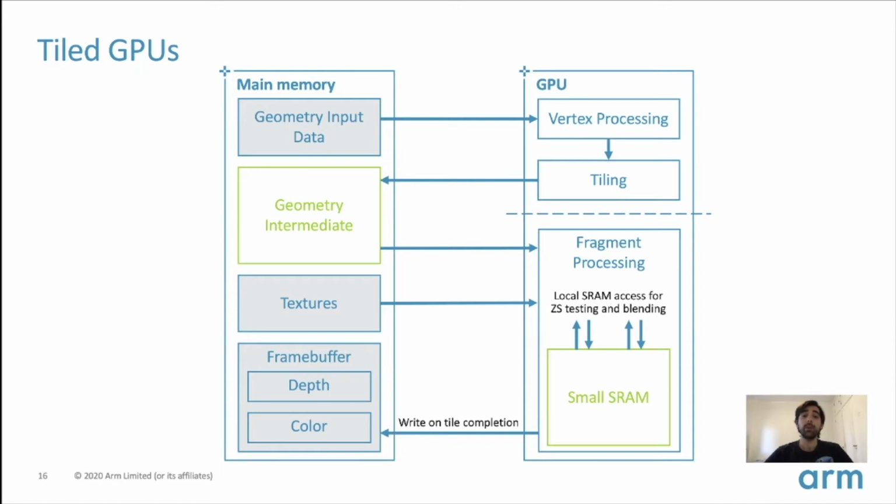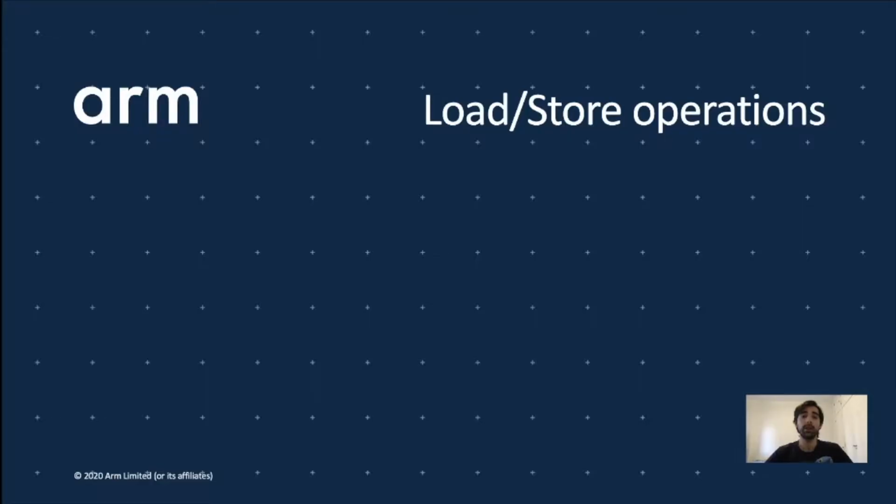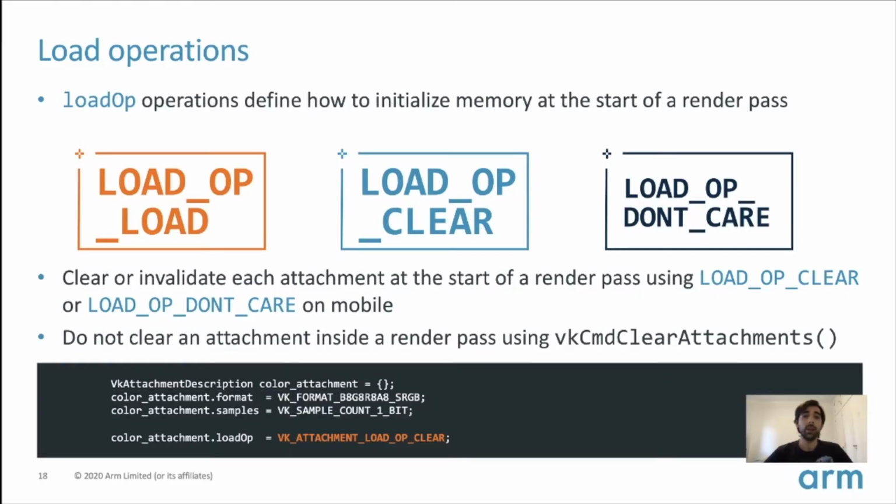So now we're talking about loading from main memory and storing to main memory. Those are the load and store operations that we specify in the render pass. The options for load operations are load, clear, and don't care. When we say load, we are asking to read from main memory, which, as we said, is expensive and requires a lot of bandwidth.